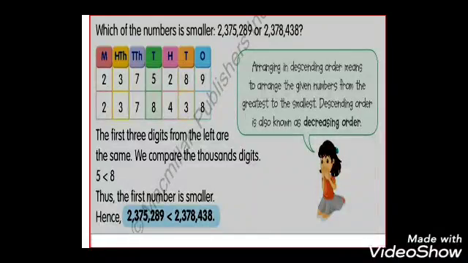So here we have placed the digits into the place value chart. We can identify that the digits are in the international system of numeration by looking at the commas, and then we find that the difference is at the thousands place, where 5 is less than 8. So this number is less than this number, and we are able to place it into the order by using the symbol.